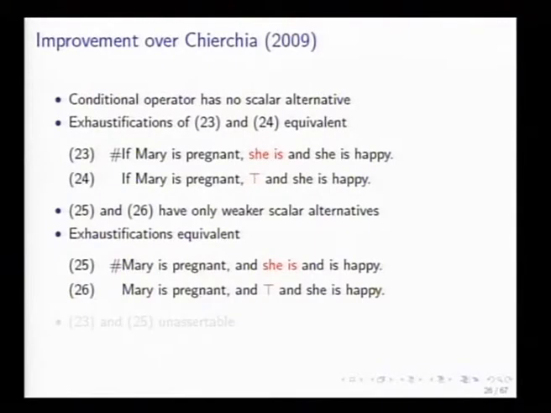And similarly, the exhaustification of 25 and that of 26 are equivalent, this time not because they don't have alternatives, but because they only have weaker alternatives. So once again, we predict 25 to be non-assertable.